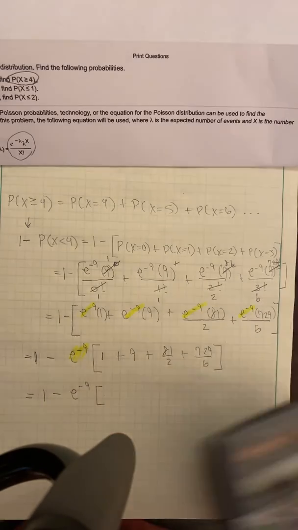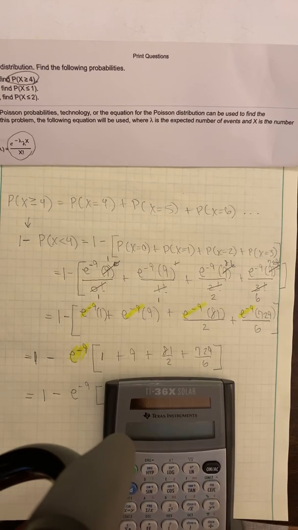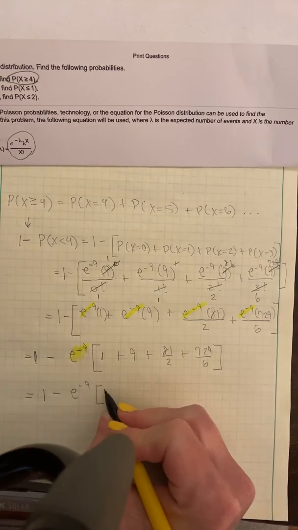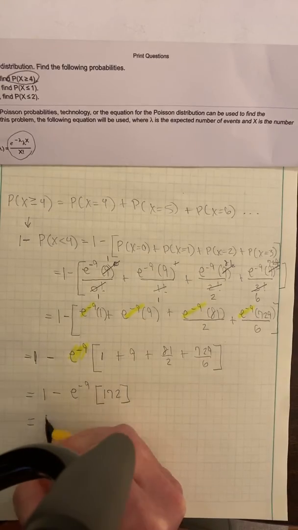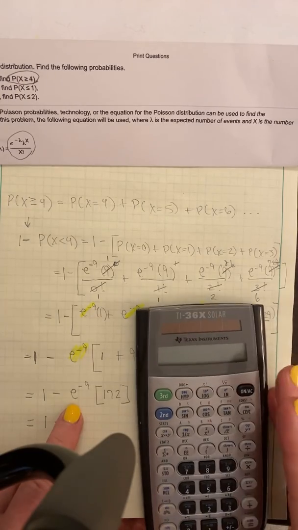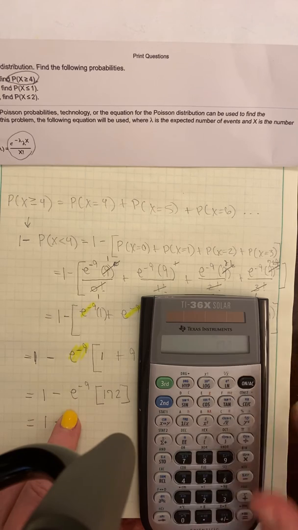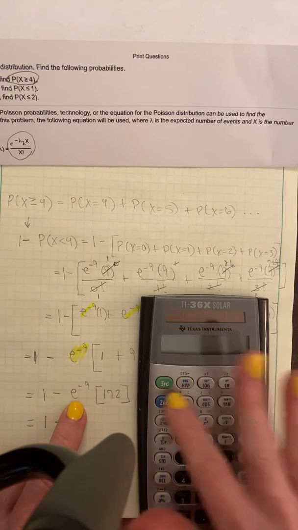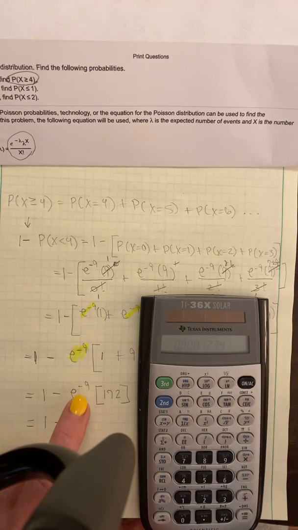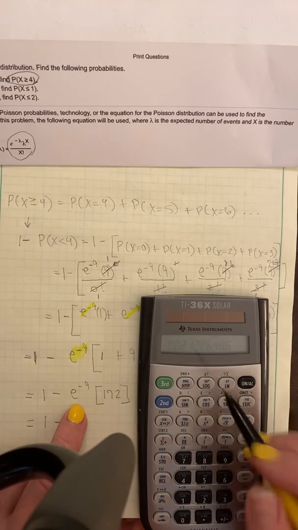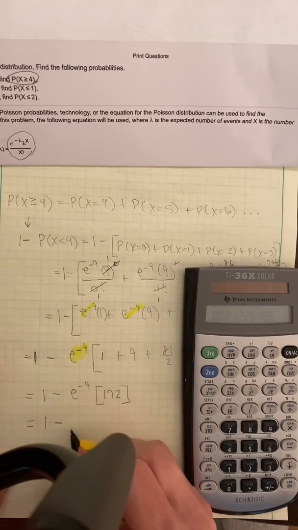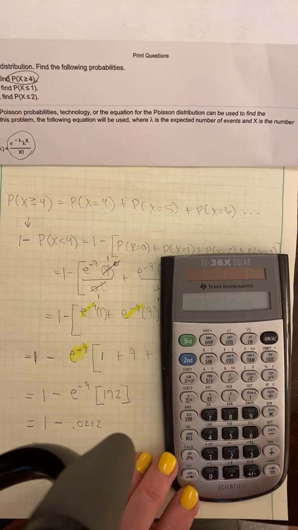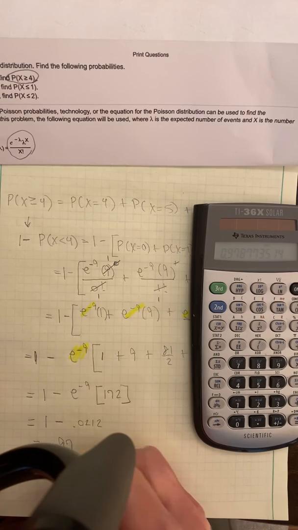I'm going to go ahead and add all this up. I've got 1 plus 9, which is 10, plus 81 divided by 2, plus 729 divided by 6, 172. Now, to put that in this calculator here, so I'm multiplying by 172 times, I have to put my exponent in first. You wouldn't have to do that on your fancier calculators. And then hit second ln. That's the decimal. You get a decimal because a negative exponent means division. And that gives me 0.0212. Subtract from 1. 0.9788.